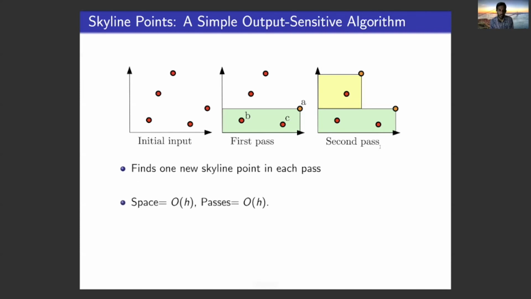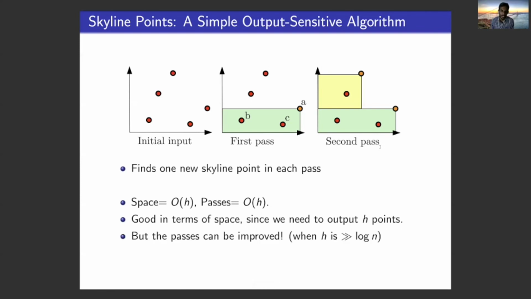Very simple algorithm. So how much space does it occupy? Because we only store these skyline points, the space occupied is order of h, and the number of passes is also bounded by order of h. So this is good in terms of space, since we have to anyways output h points. But in terms of passes, it's not good, because you really want to do better than just finding one skyline point in every iteration. Especially when h becomes quite large, this is not good.